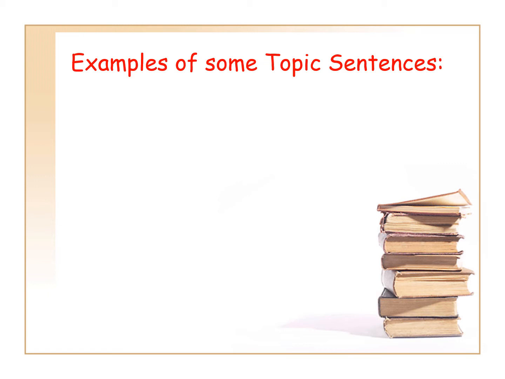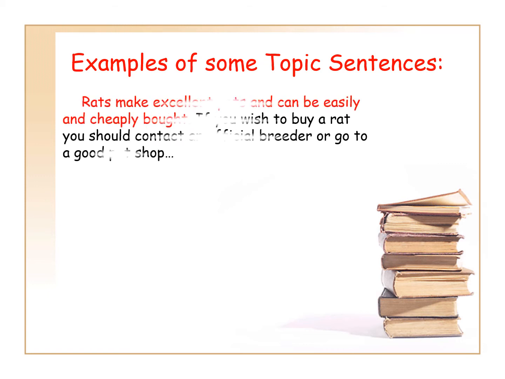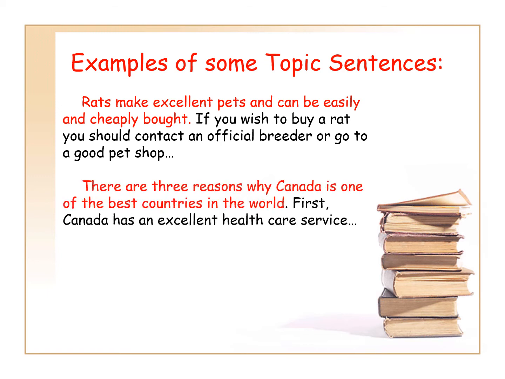Examples of some topic sentences. Rats make excellent pets and can be easily and cheaply bought. This is the topic sentence and tells you what your paragraph is going to be about. As you continue with, if you wish to buy a rat, you should contact an official breeder or go to a pet shop, and the writing will continue. Another example of a topic sentence is there are 3 reasons why Canada is one of the best countries in the world. This is leading you into the topic of Canada and continues with, first, Canada has an excellent healthcare service.